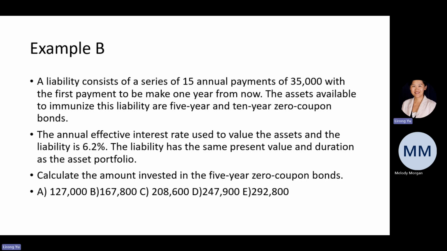So to calculate how much we invest in the 5-year zero coupon bond, we need to find the total present value. Then the investment in the two kinds of bonds will equal the total present value of the annuity.